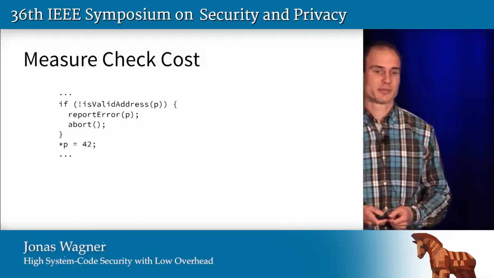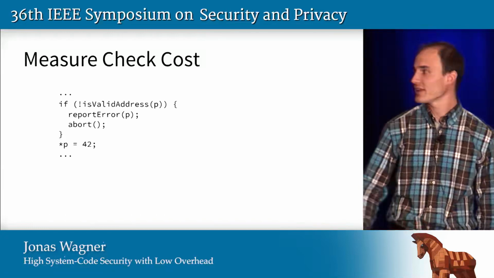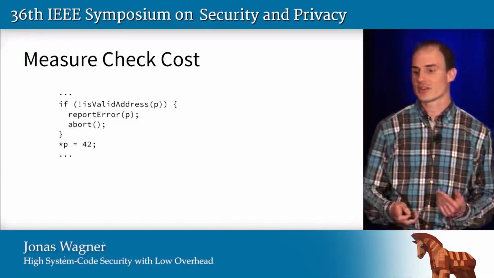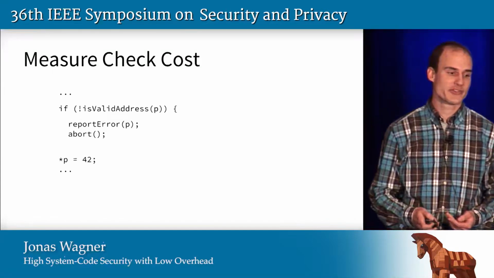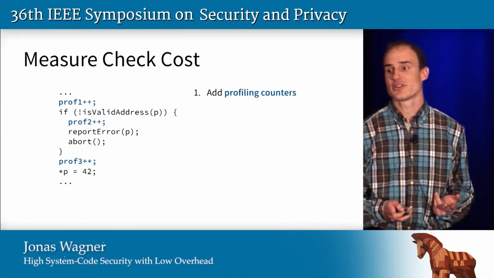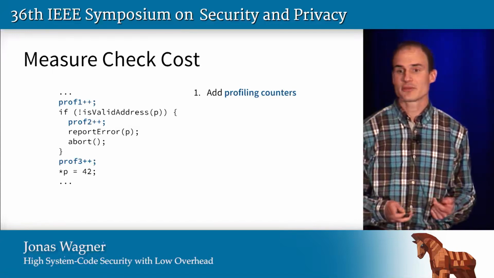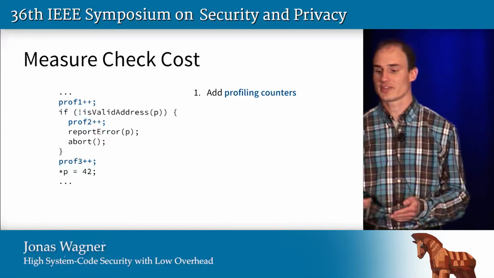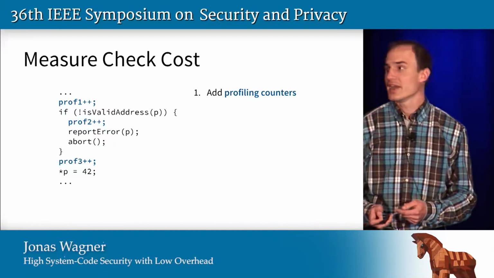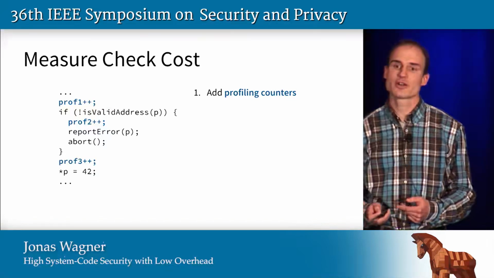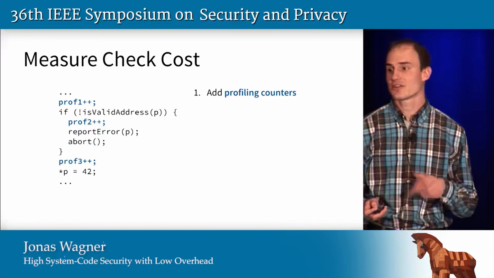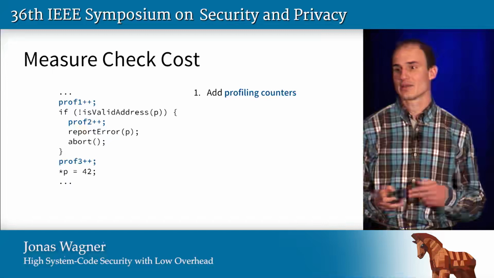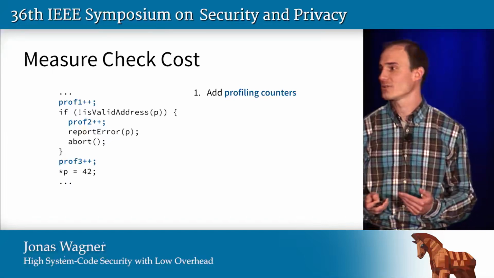Let's discuss how ASAP measures the cost of checks. This is again the sanity check example from the beginning of my presentation. In order to measure its cost, ASAP would, in a first step, insert profiling counters into the program. This happens during compilation and uses the same existing profiling infrastructure that's present inside LLVM. ASAP adds one counter to every basic block of the program, and these get incremented while the program runs. And thanks to that, ASAP can see exactly how often every instruction in the program has been executed.